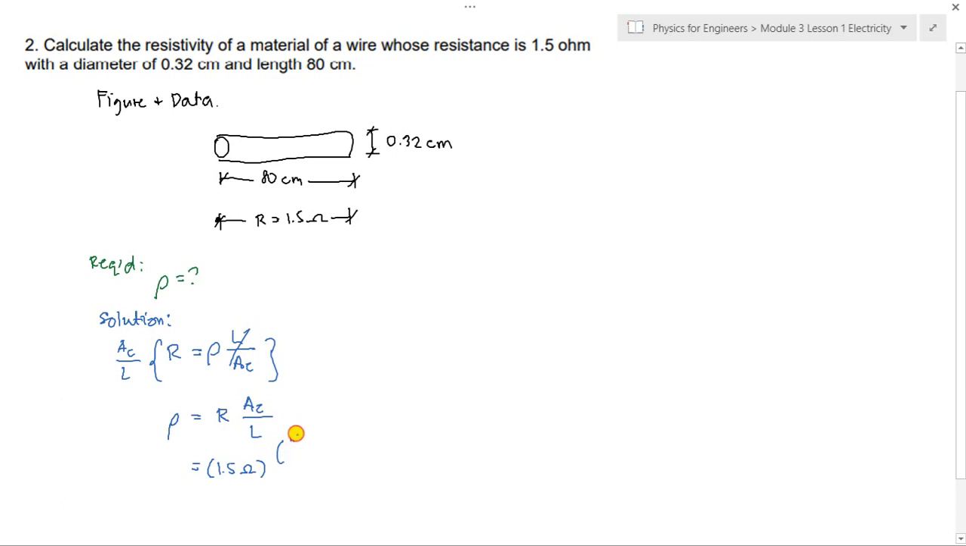The cross-sectional area is pi over 4 times d squared, so our diameter is 0.32. I convert it into meters: 1 meter is 100 cm. So it is squared, all over the length, which is 80 centimeters, that would be 80 cm over 100 cm per 1 meter.